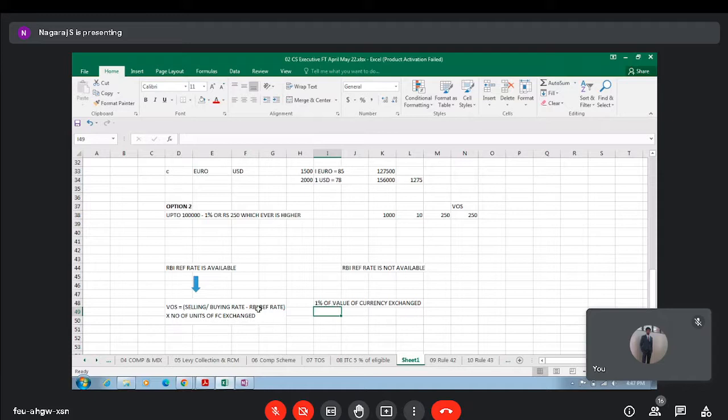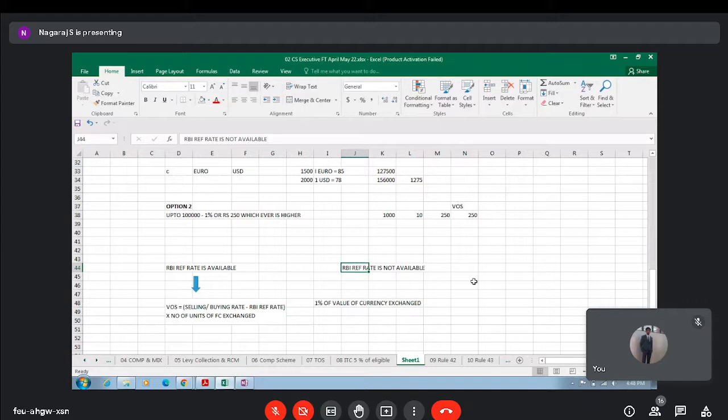If reference rate is available, deduct that one. If reference rate is not available, take 1% of the amount, how much you are paying or how much you are receiving. Okay, understood? You will get the question on these in this attempt. This is the first option. What are the two methods available for them? One is RBI reference rate is available. Another one, RBI reference rate is not available.